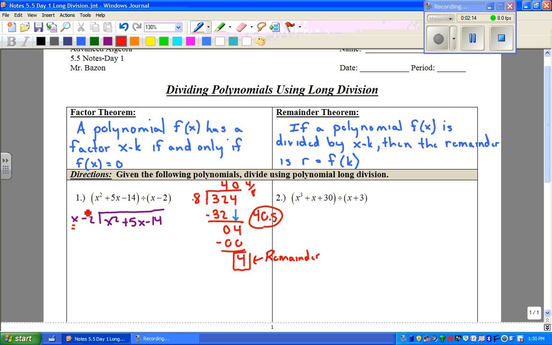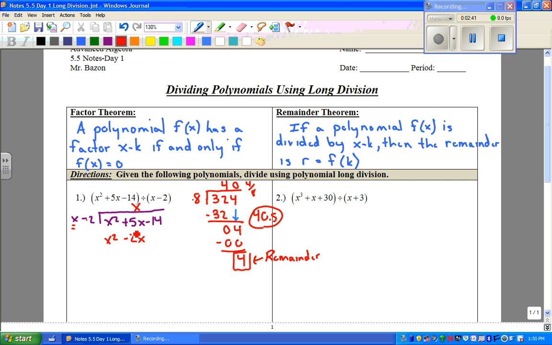How many times does x go into x squared? Well, we know this has to be x times x, so we need to make another x here. So I'm going to bring an x up here, above my x term. Now you're going to multiply this right here. Off to the side, x times x gives you x squared. You also do x times negative 2, which gives you minus 2x.